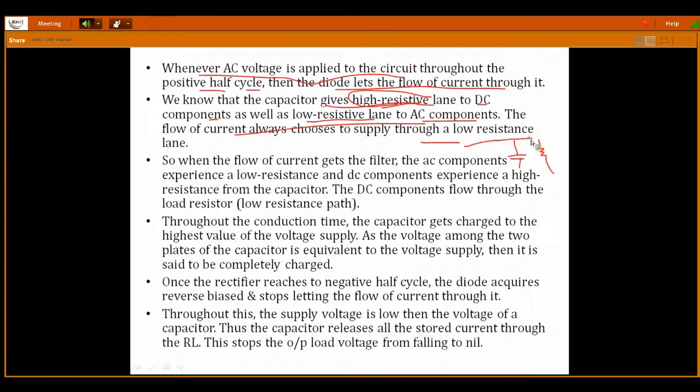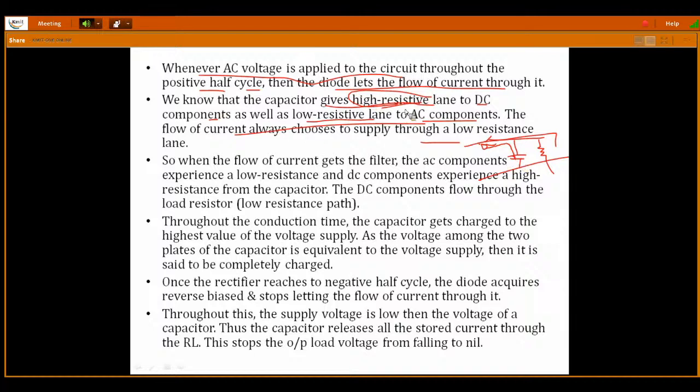For this signal you are applying, there is the AC ripple and the DC component. The capacitor will block the DC component, so for the DC signal it will offer a high resistance path compared to the load. That's why the DC component will not enter the capacitor. The DC component will appear across the load resistance. For the AC signal, the capacitor offers a low resistance compared to the load, so the AC signals flow through the capacitance. That is the meaning of this statement.